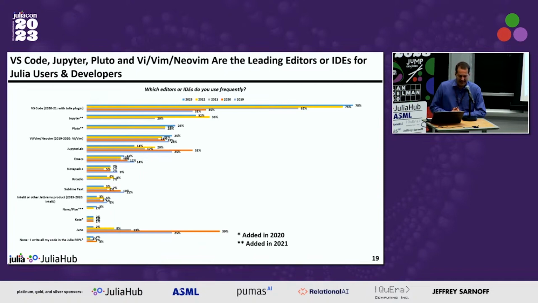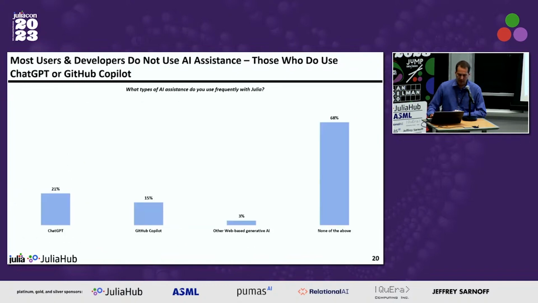Which editors or IDEs do you use frequently? Number one is VS Code, and then followed by Jupyter, Pluto, and so on. What types of AI assistants do you use frequently with Julia? This is a new question this year. So number one is ChatGPT, followed by GitHub Copilot. 68% say none of the above.